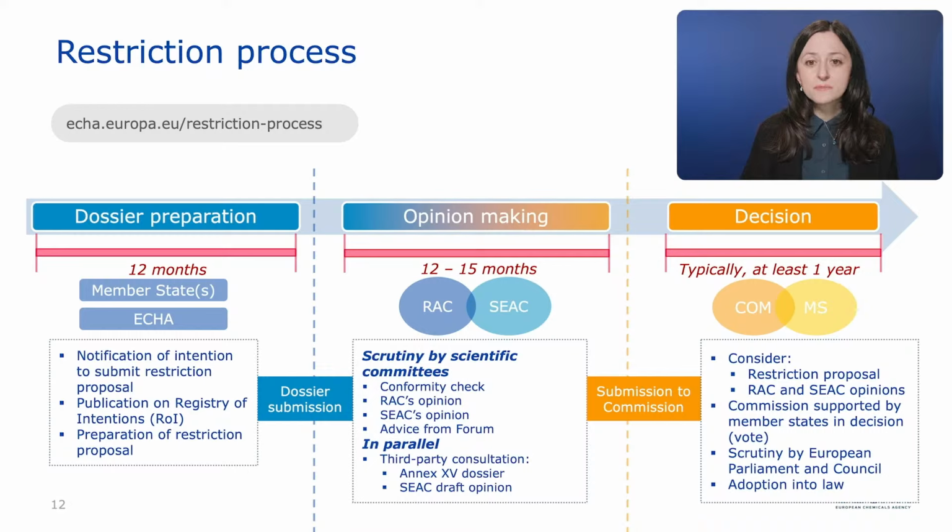Once the dossier has been prepared and is submitted to ECHA for evaluation, the process moves to the next phase called opinion making. This phase generally lasts between 12 to 15 months and is mainly carried out by ECHA scientific committees, RAC and SEAC. During the opinion-making phase, RAC and SEAC scrutinize the restriction proposal.